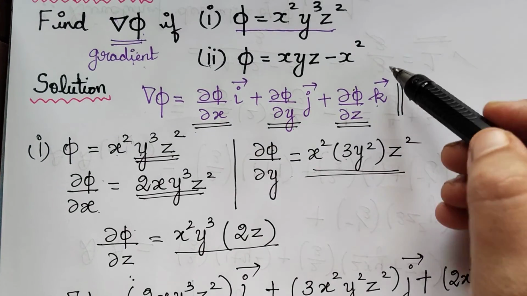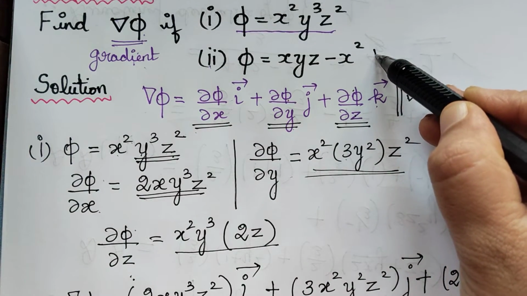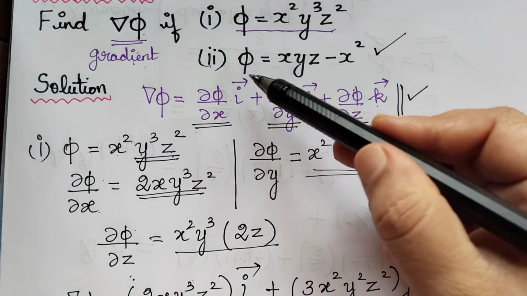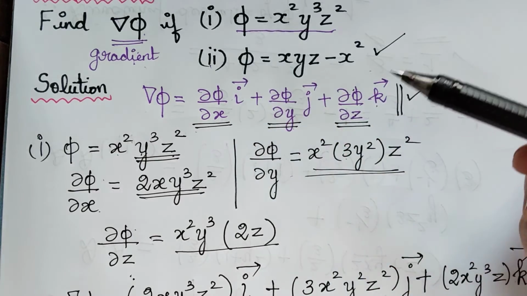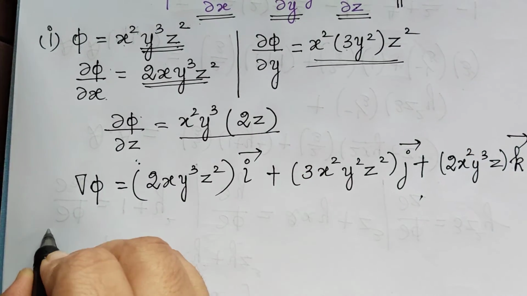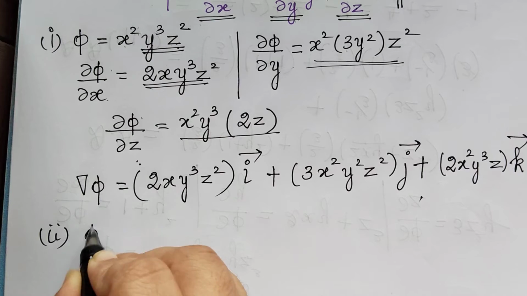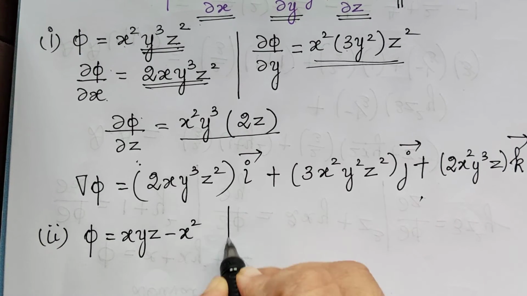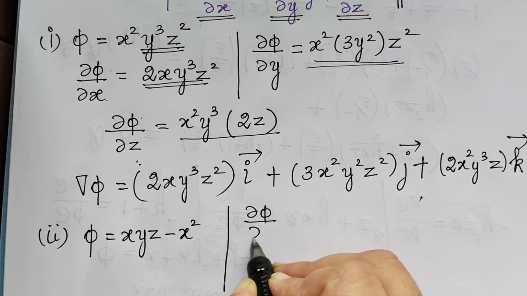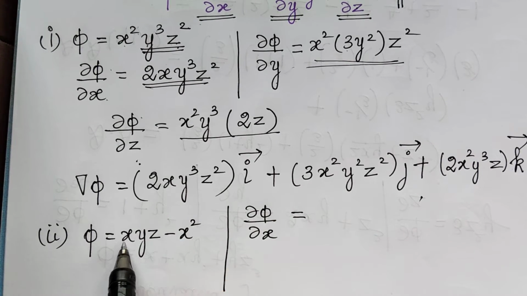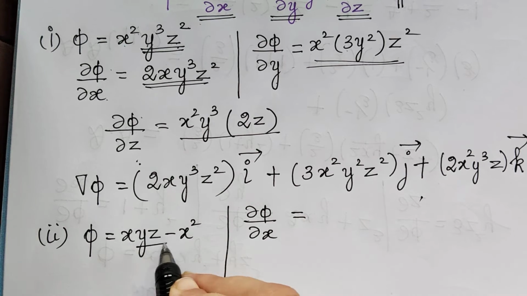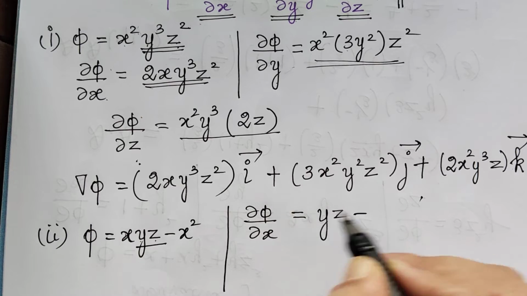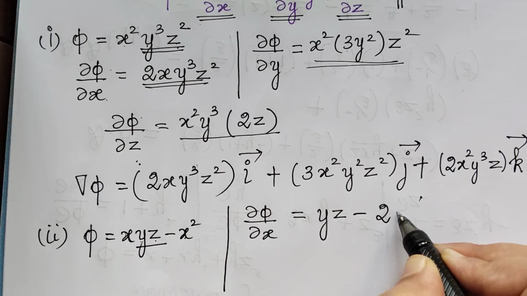So the second subdivision is phi is equal to xyz minus x square. We shall proceed with the same procedure and we shall find the nabla phi for this function. So let me find dou phi by dou x for this function. When differentiated with respect to x, the differentiation of x is 1, yz is constant, so yz, minus the differentiation of x square, which is 2x.